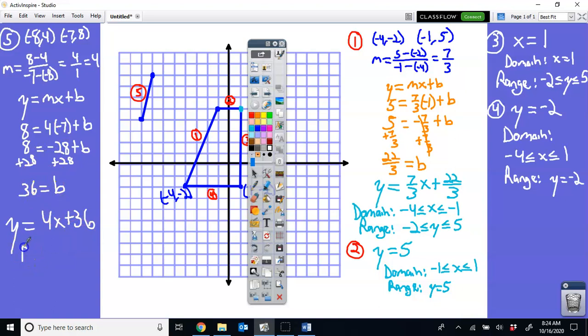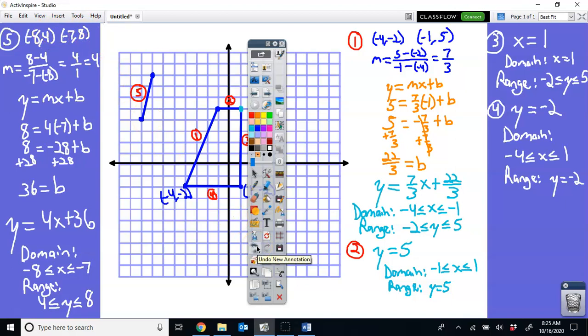Last thing I'll show you on this, and then I'll be done, is the domain for this one goes from -8 to -7. The x values are the domain, and then the range, the lowest y value is 4 up to 8. The y values are the range. Sorry, messed that up.